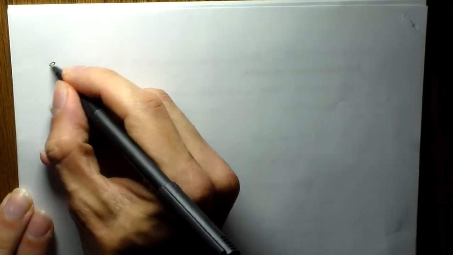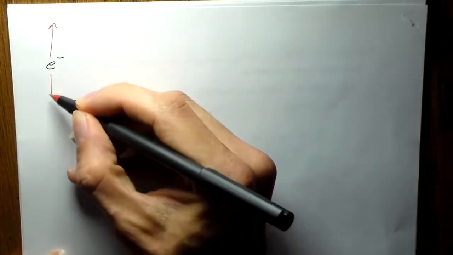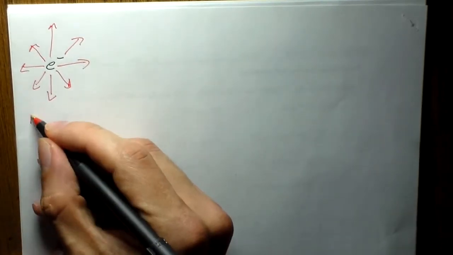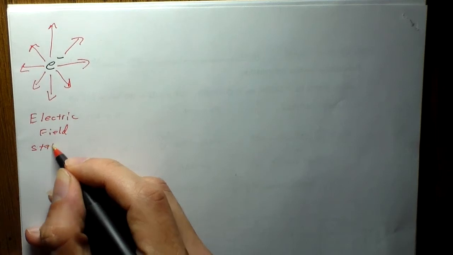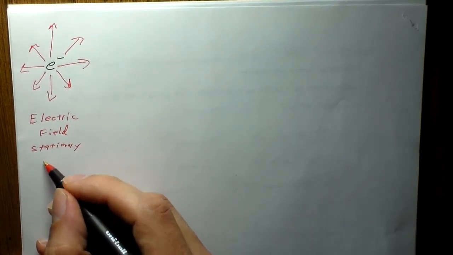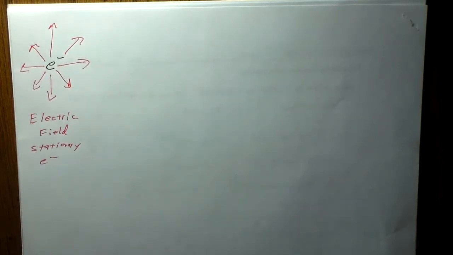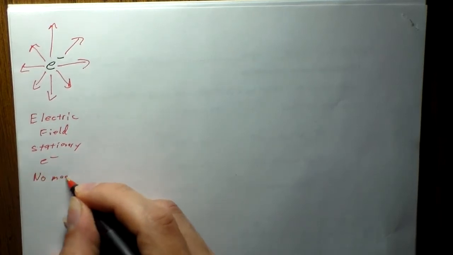Alright, so if I have here just one little electron, a stationary electron, this electron is going to have an electric field coming out like this. So here I just have an electric field, and this is for a stationary electron. If this electron is not moving, it has a stationary electric field. So it has an electric field and it has no magnetic field.